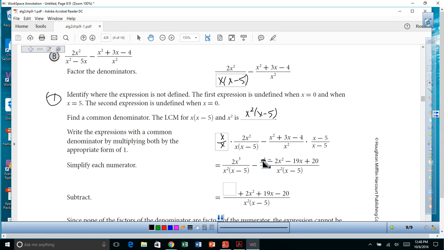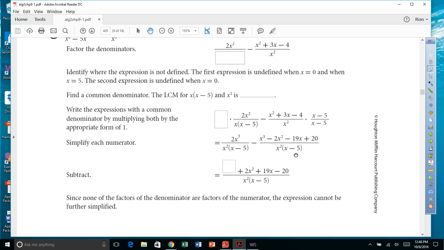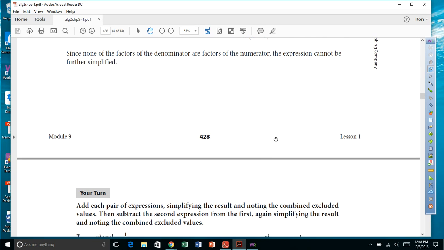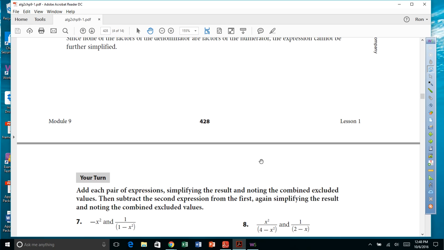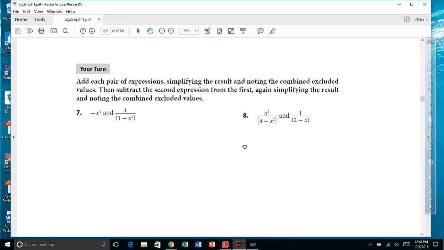Now you can subtract the numerators, and that would give you 2x cubed minus x cubed, which would just give you x cubed, and then 0 minus that would give you plus 2x squared, 0 minus negative 19 is plus 19, and 0 minus 20 would give you negative 20. Good. Since none of the factors of the denominator are factors of the numerator, the expression cannot be simplified further.